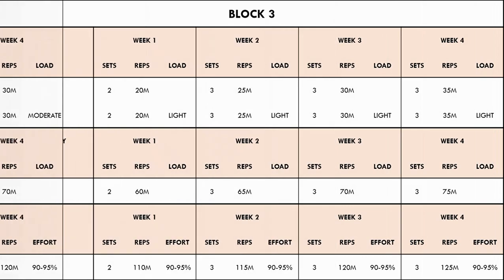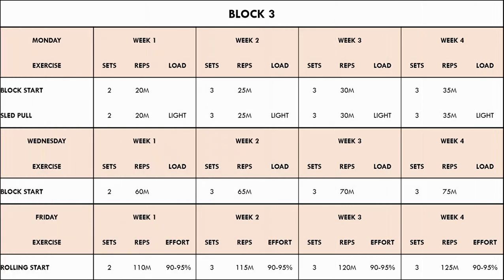The third block once again follows the same trend. Distances have increased slightly from the last block. The same progression model is being followed. Distances increase 5 meters each week, while volume remains the same apart from week 1. The sled pull also uses a light load now for maximum transfer to unloaded sprint performance.